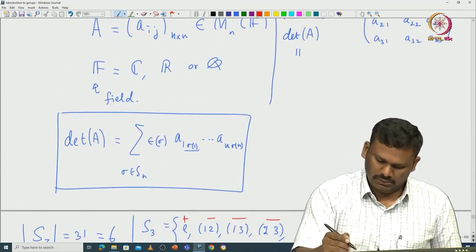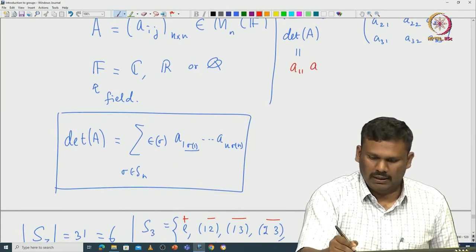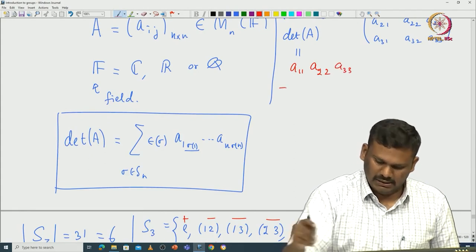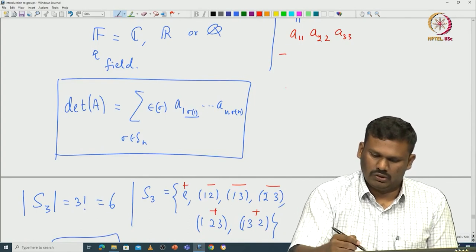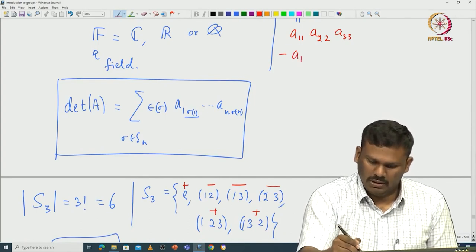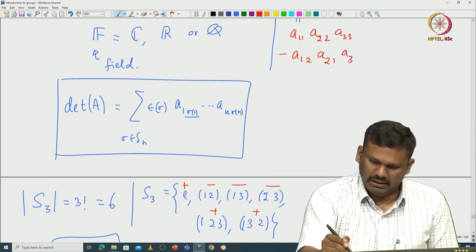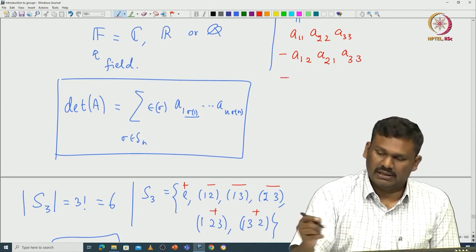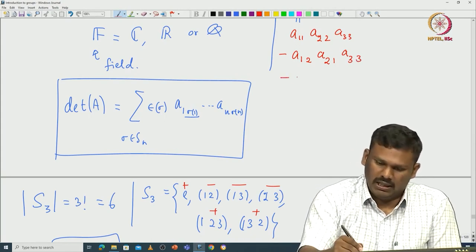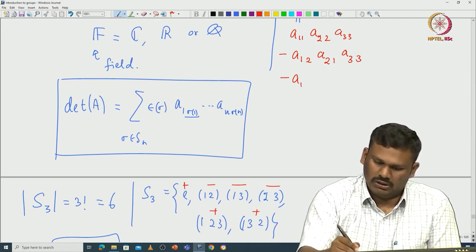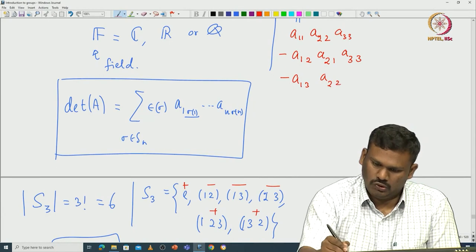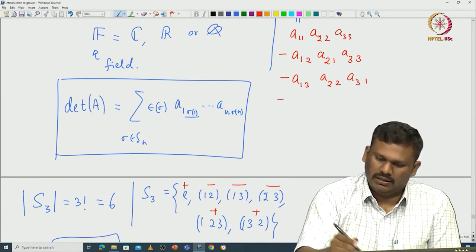So if you write it down, for the identity it will be A11, A22, A33, and then minus. Now you have to see what this (1 2) does. Sigma of 1 is 2, so A12, and sigma of 2 is 1, so A21, and sigma of 3 is 3, A33, then minus. For (1 3), 1 goes to 3, 2 goes to 2, and 3 goes to 1, then minus.